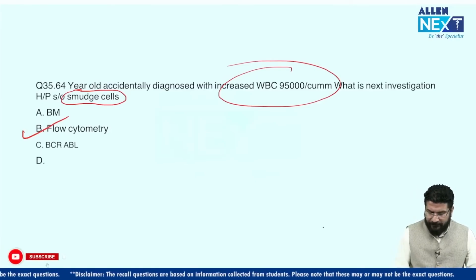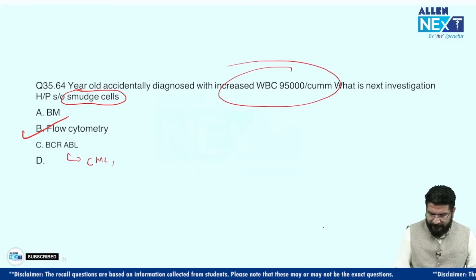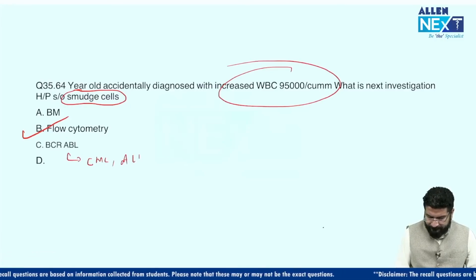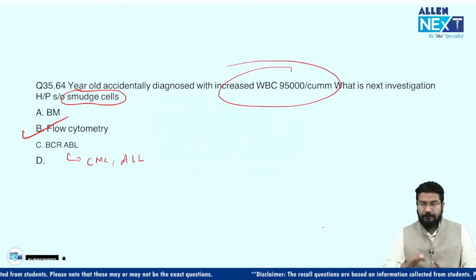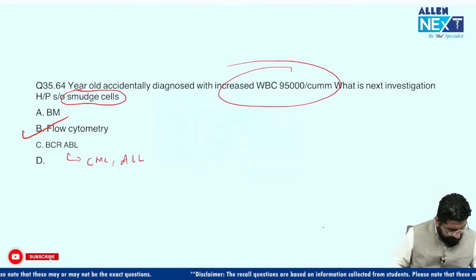BCR-ABL phenotype we generally do for CML, and we do this for ALL. Bone marrow aspiration we will not do now, because we can do this later if flow cytometry is negative. In that case, we can do this.